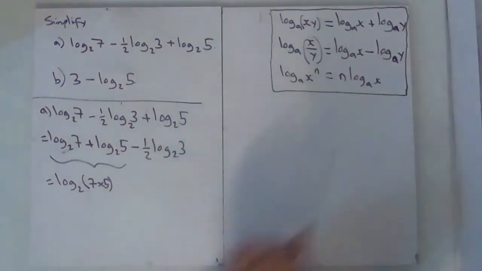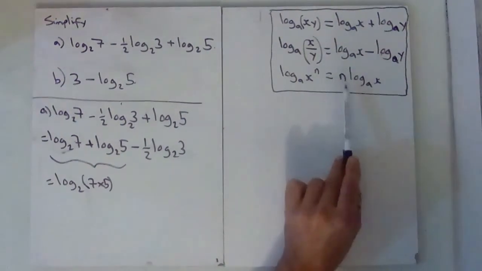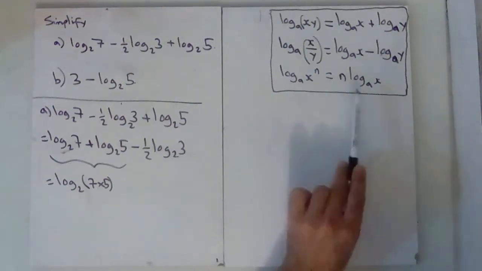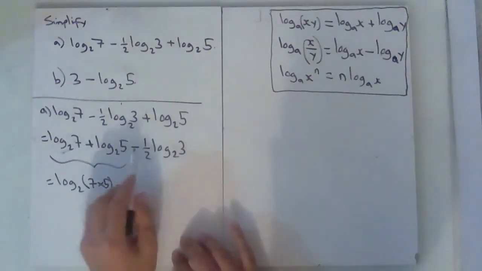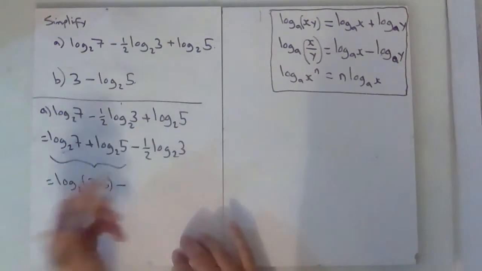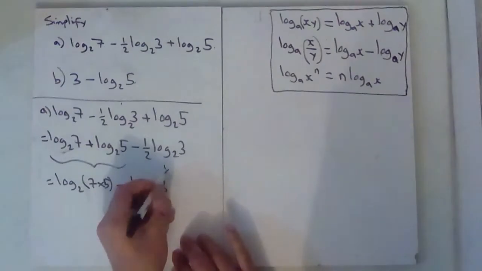And the way you deal with that half is you look at the third law, which says if you've got a multiplier in front of something, you can move that multiplier up. So we're going to go from right to left and move the half up as a power. So I'm going to say minus, and I'm going to move this half up there as a power. So minus log base 2 3 to the half.